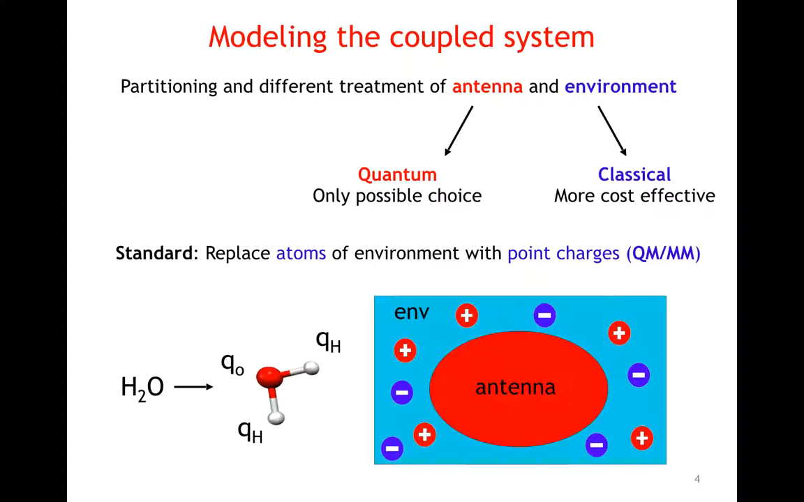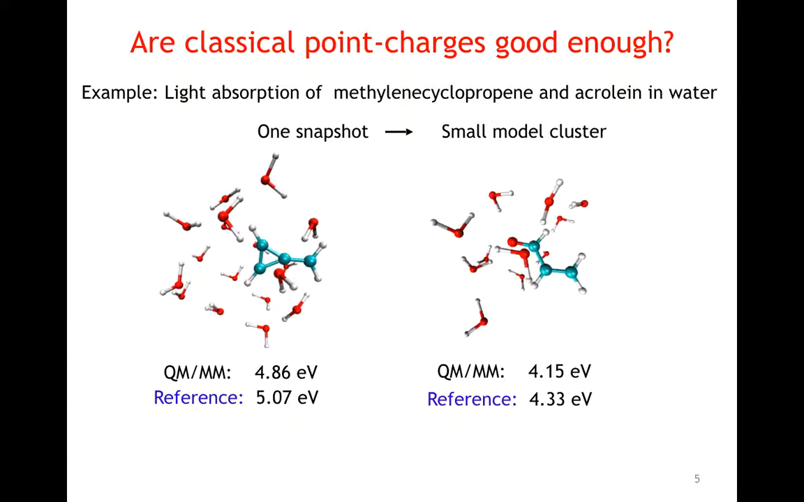And at this point we will have a distribution of charges around the antenna that generates a static electric field, and the presence of this electric field around the antenna should simulate the presence of the real environment, or at least give a first approximation of the real environment. So at this point we have the question if these classical charges are good enough to represent a real environment when we talk about excited states.